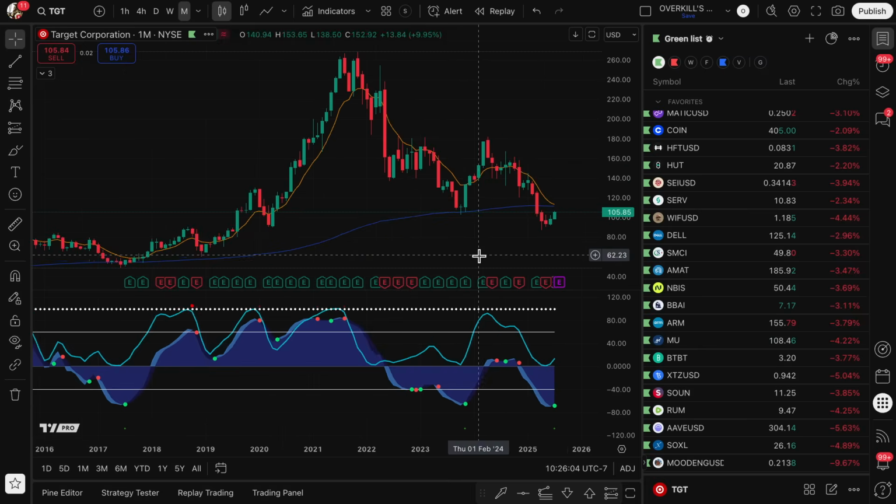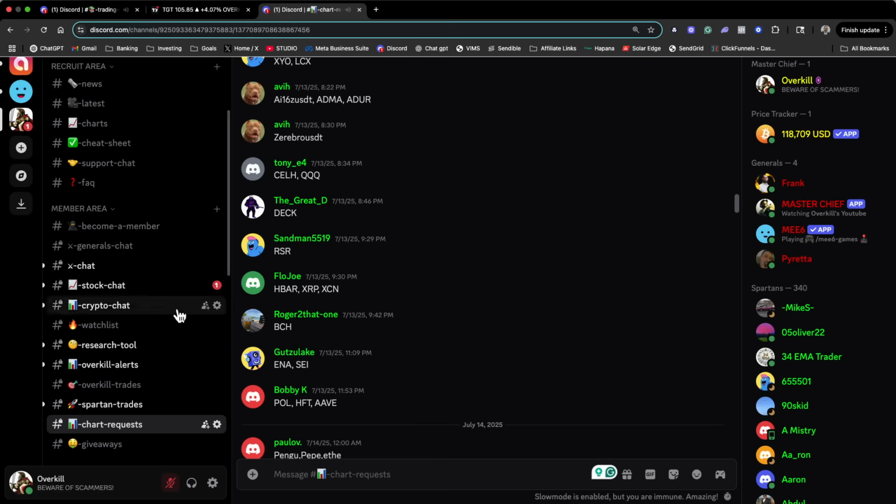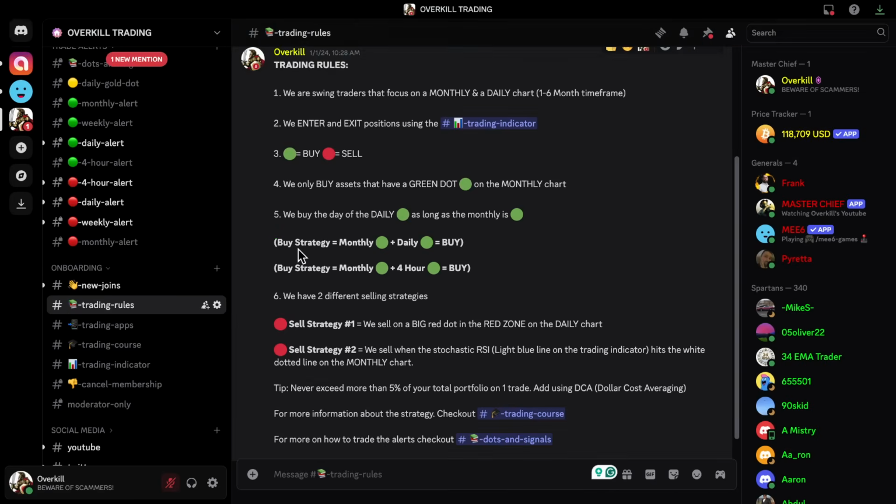As long as the monthly is green, we are looking for trades. We are looking for trades on the smaller time frames. And the smaller time frames that we use here are the daily and also the 4 hours. You can see the buying strategy right here. Monthly green dot plus 4-hour green dot equals buy, or monthly green dot plus daily green dot equals buy.